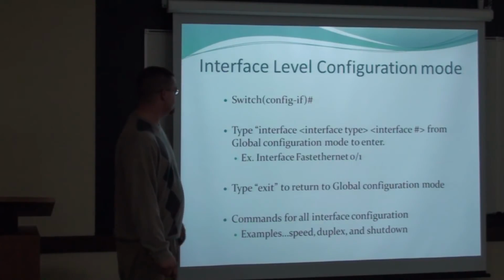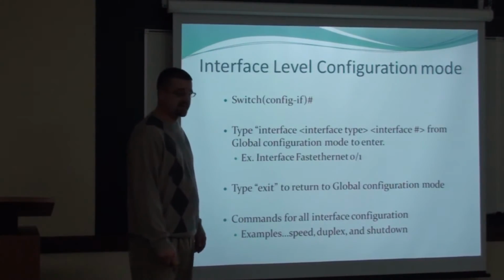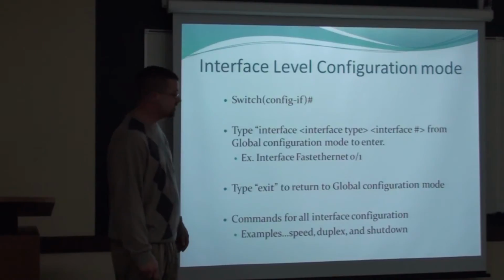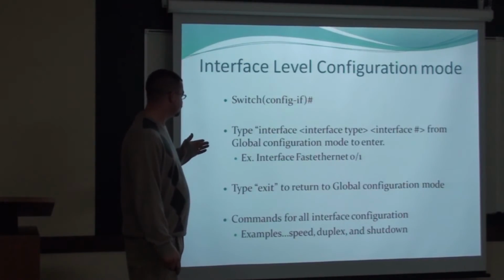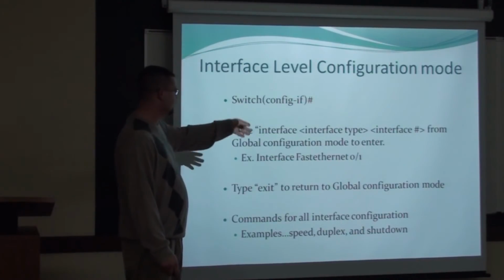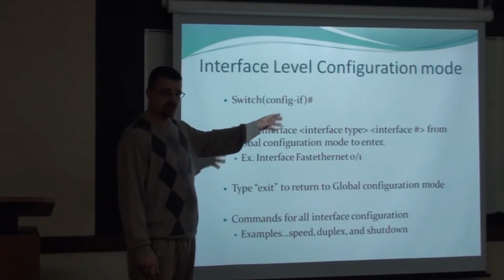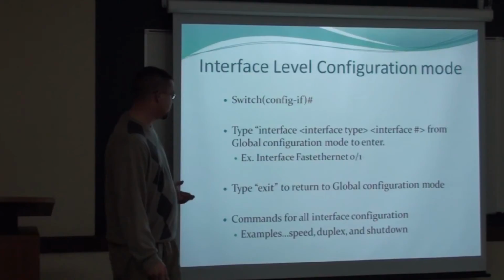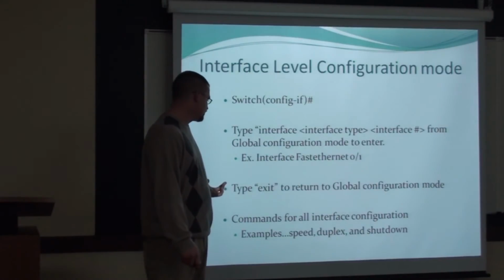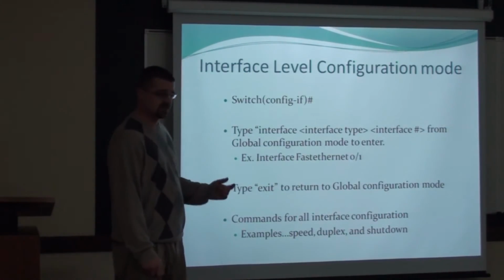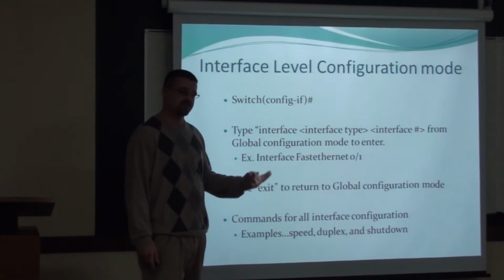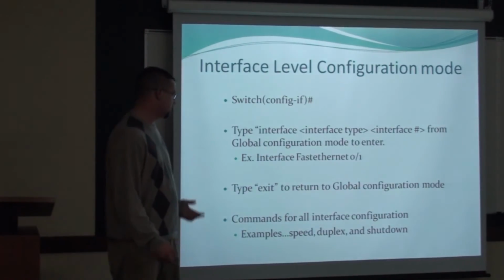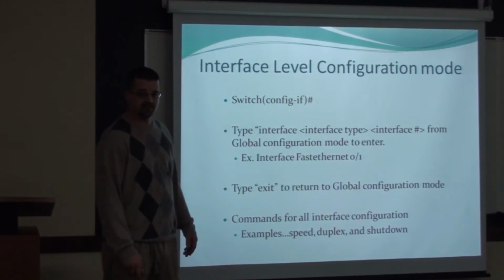Next, you're going to step up into the interface level configuration mode. This is where you're actually configuring the ports of the interfaces on your devices. You type interface, then the interface type, and then there's usually a number if you've got more than one of that type. Type exit to go back. The commands you're going to be doing here on a switch are pretty much just your speed, duplex, putting descriptions on it, and whether you want to shut it down or leave it open.